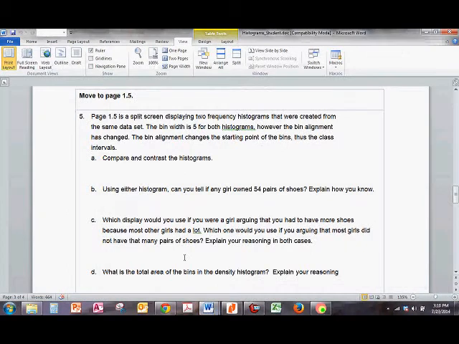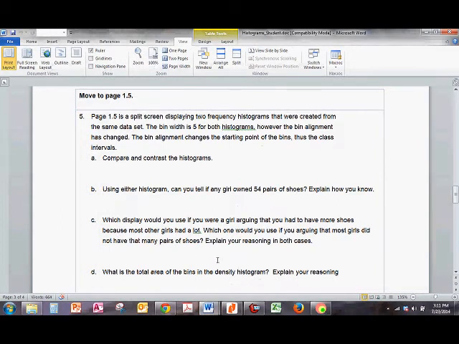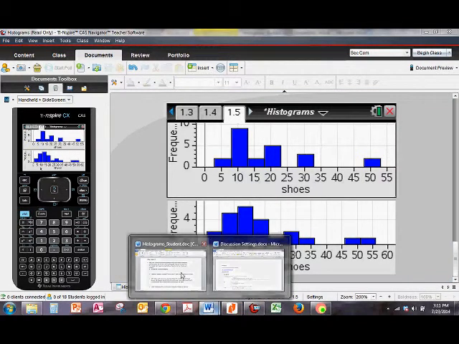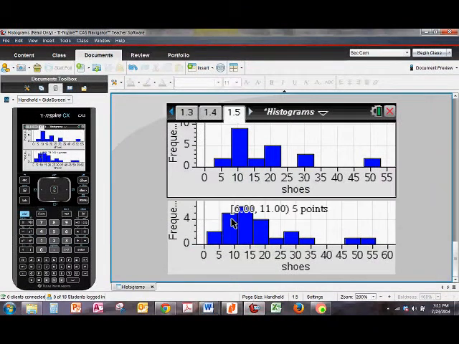Let me see if I miss anything. Which one would you use if you were arguing that most girls did not have many pair of shoes? Explain your reason in both cases. So if I were arguing that most of the girls did not have, I'd probably try to use this one because it looks more equitable, and largely because the height, the frequency looks more similar. That might be one reason that I would want to use this one.